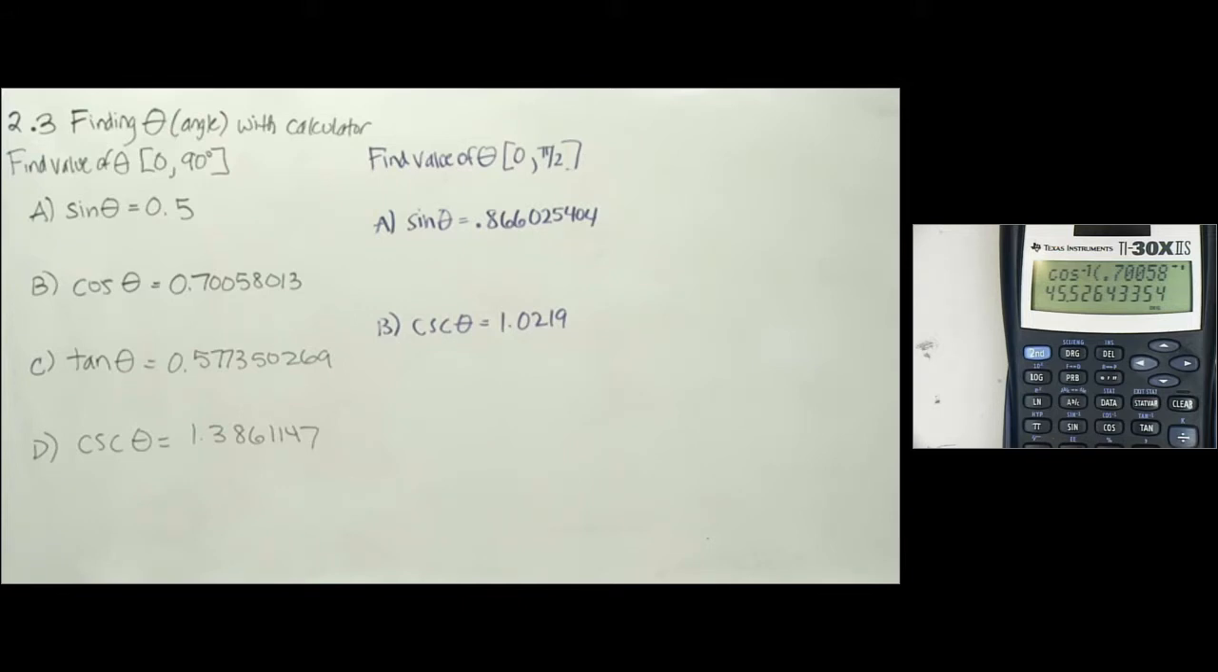All right, we'll do the third one, the tangent. So I want an angle, so I'm going to hit not tan, I'm going to hit second tan. Type in that lovely decimal, the whole thing. Don't you dare cut it off.